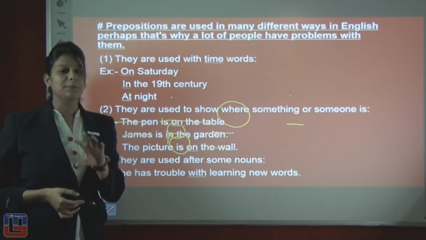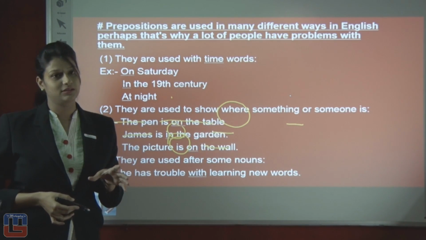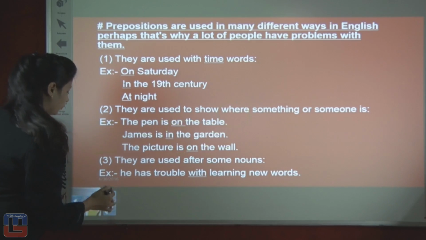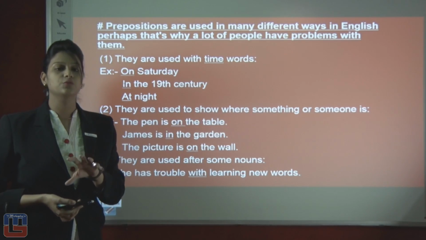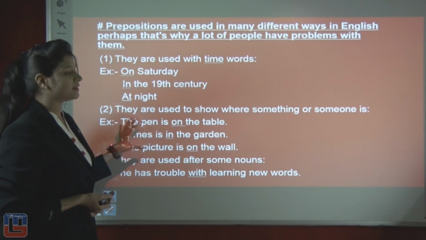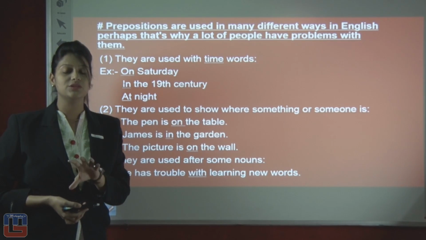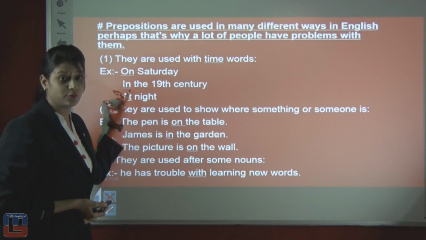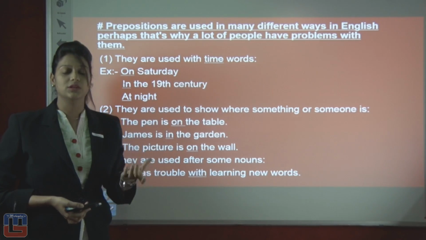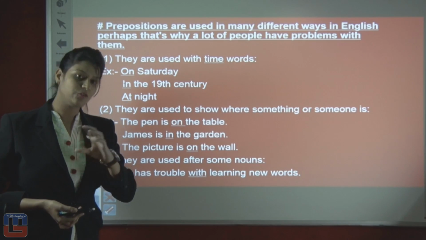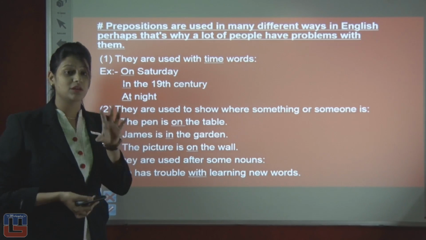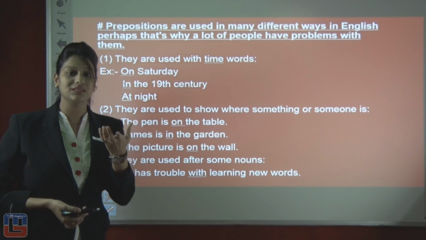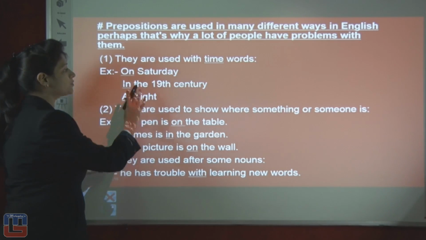Now, as you can see, prepositions are used in many different ways in the English language. We use them a lot, and that's the reason why people are very much confused about the uses of prepositions. So now we are going to discuss some basic uses of prepositions in the English language. For example, the first point I've written over here: they are used with time words. If you are trying to express time in different fields, you can be telling about days, dates, months, years, minutes, seconds, irrespective of it. If you are using time words, prepositions are used to represent them.